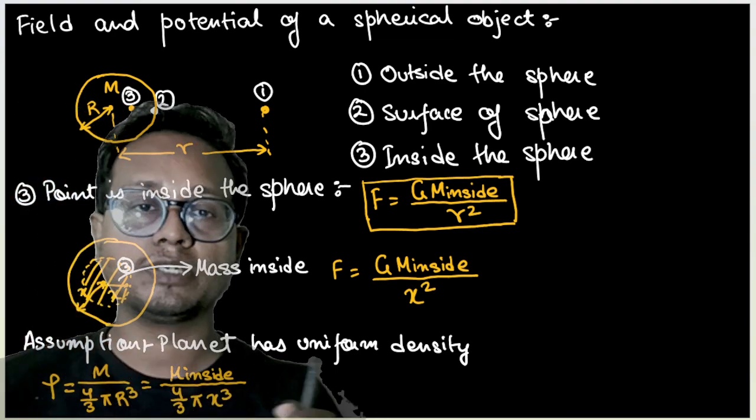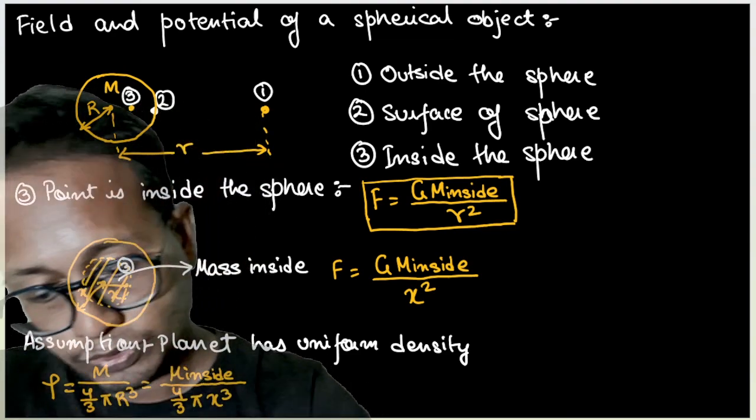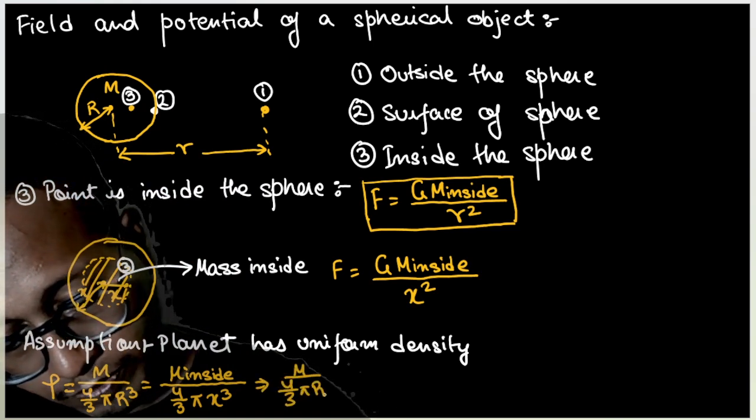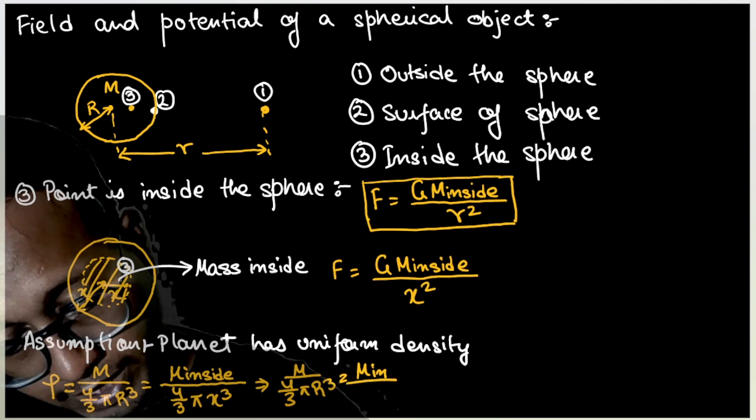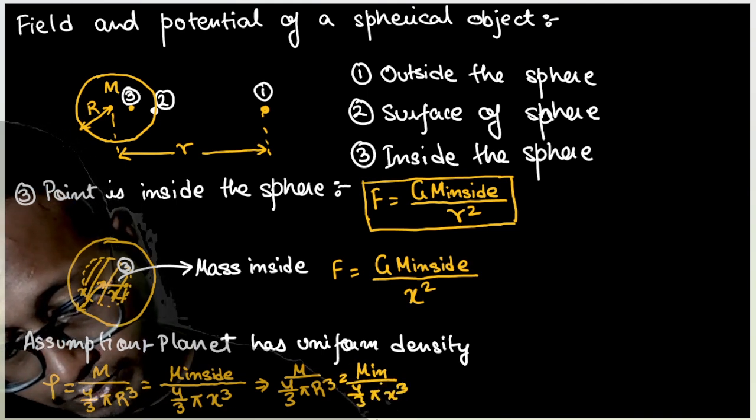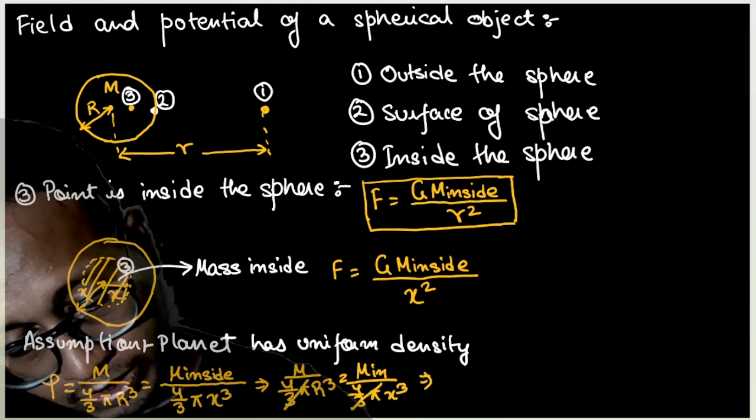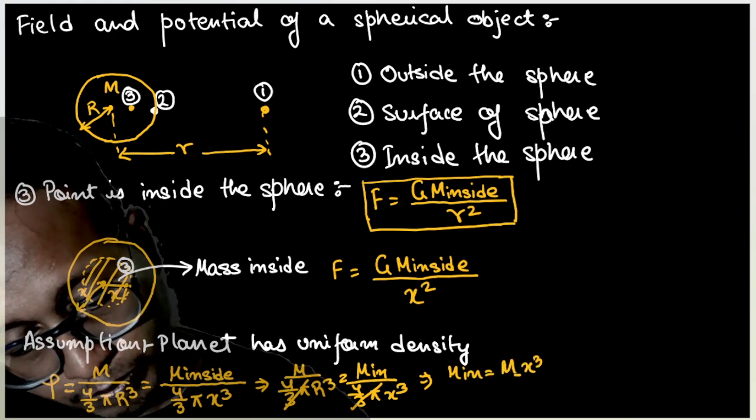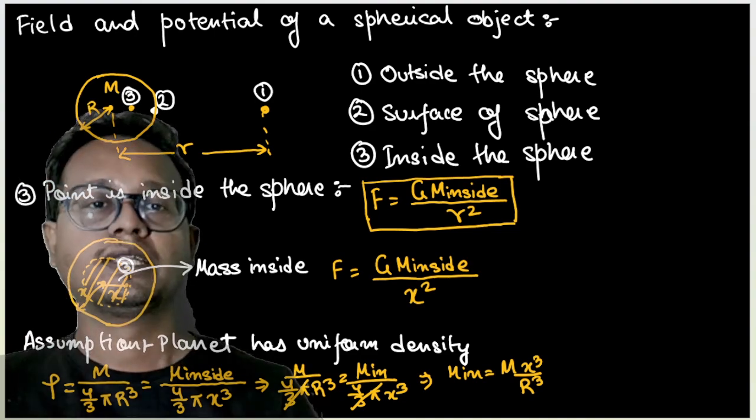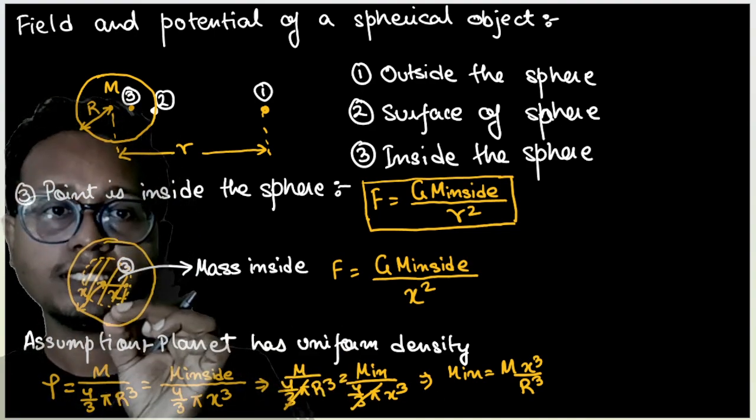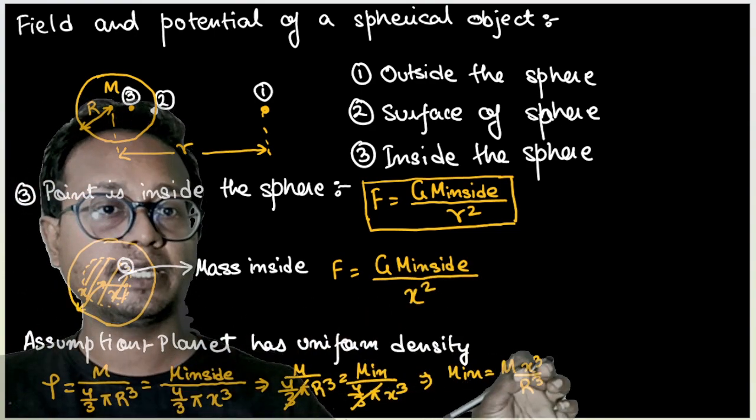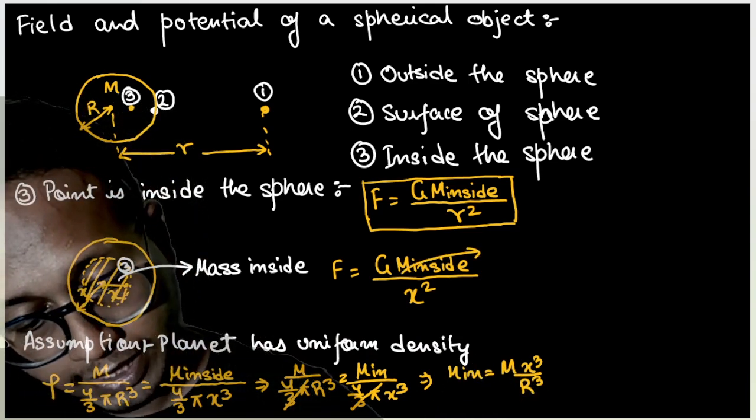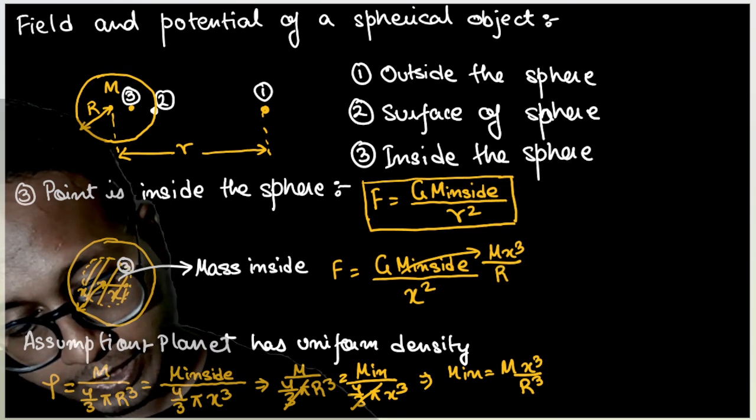Now if I take these two equations and solve them, m by 4 by 3 pi r cube is equal to mass inside by 4 by 3 pi x cube. 4 by 3 pi and 4 by 3 pi get cancelled, so mass inside is equal to total mass of the planet into x cube by r cube, isn't it? So mass inside this planet, or inside point 3, is nothing but mass of the planet into x cube by r cube.